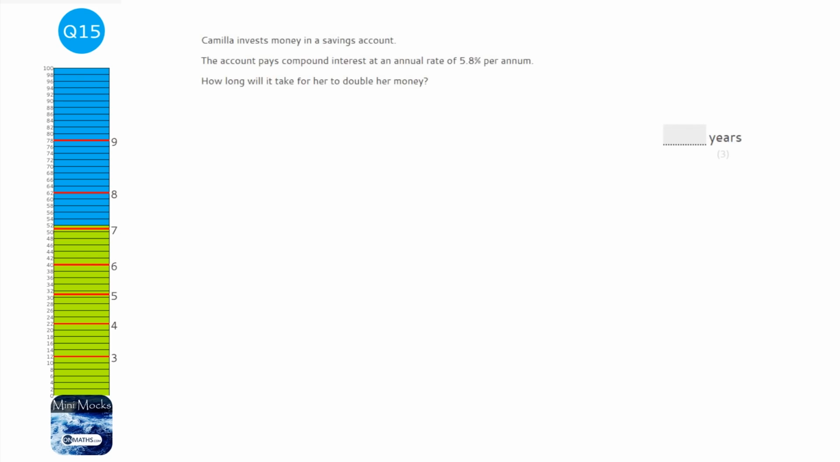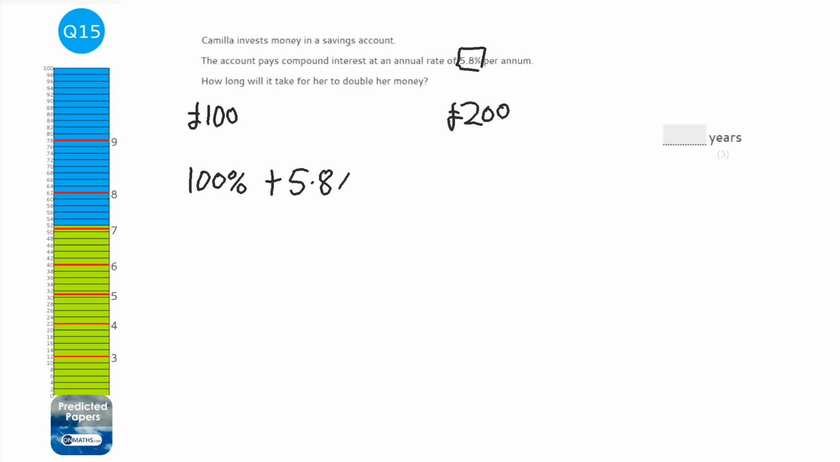What's interesting in this question is there's no amount. So what we can do it in two ways really. You could put an amount in, and it doesn't matter which amount you put in. So normally students go for £100 and then see how long it takes to get to £200, and that's absolutely fine. But you don't need to put amounts in. You can just work with the percentage that you've got. So how are you going to do that? Well, first of all, you've got to convert this percentage into a multiplier. We're going to start off with 100%. Compound interest is money you get, so it's going to increase by 5.8%.